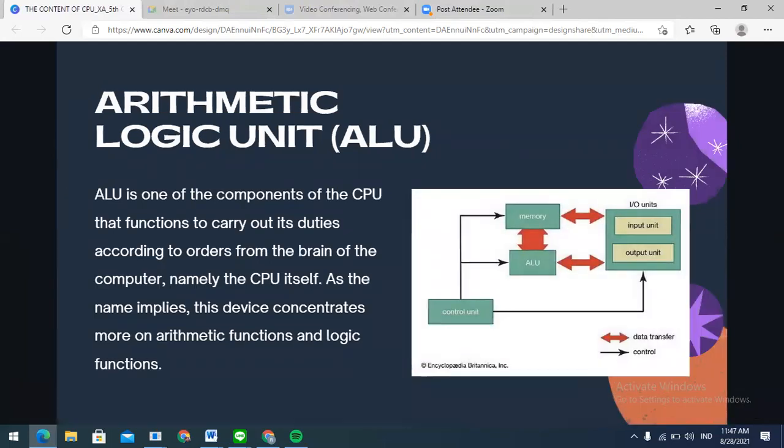Next, arithmetic logic unit or ALU. ALU is one of the components of the CPU that functions to carry out its duties according to orders from the brain of the computer, namely the CPU itself. As the name implies, this device concentrates more on arithmetic functions and logic functions.